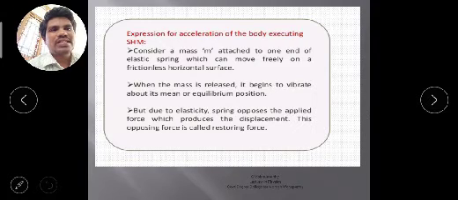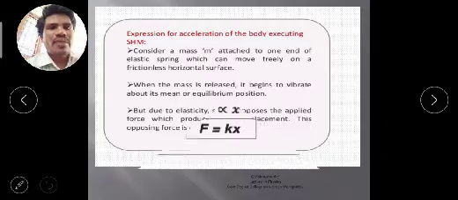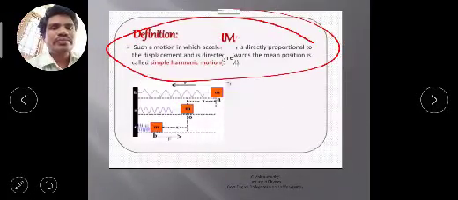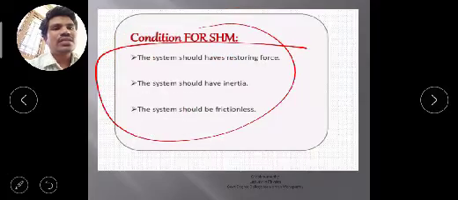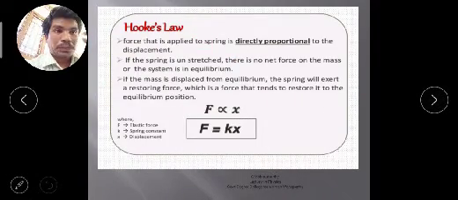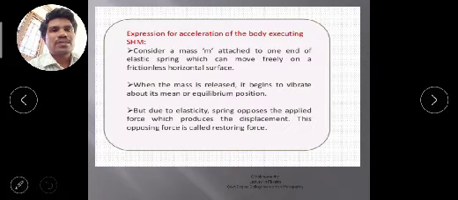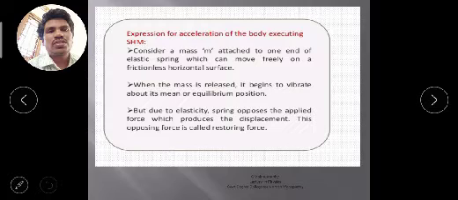An expression for the acceleration of a body executing simple harmonic motion. Consider a mass m attached to one end of an elastic spring, which can move freely on a frictionless horizontal surface. When the mass is released, it begins to vibrate about its mean or equilibrium position. But due to elasticity, the spring opposes the applied force which produces the displacement. This opposing force is called the restoring force.